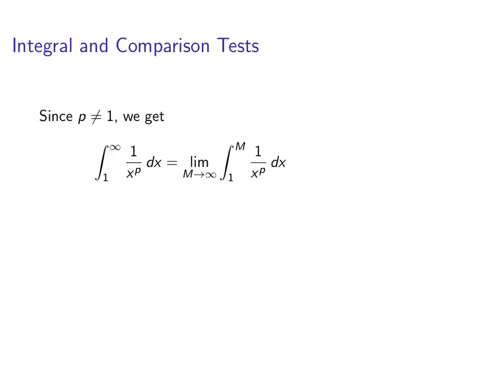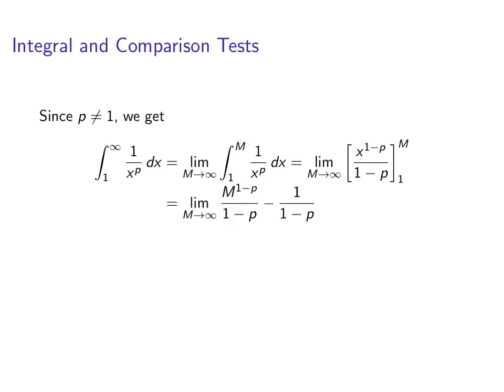So we take our integral, rewrite it as a limit, and now that's an easy antiderivative because we can think of 1 over x to the p as being x to the minus p. Add a power, divide by the new power. And so we end up with this expression here.